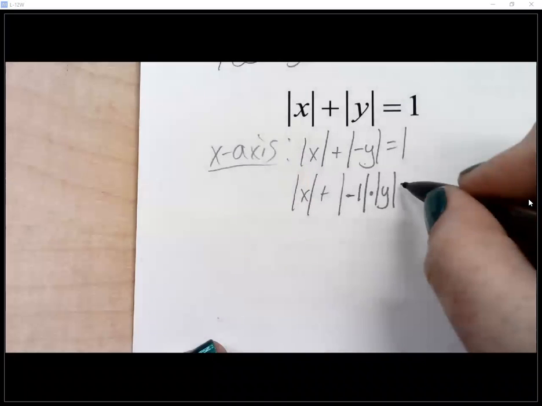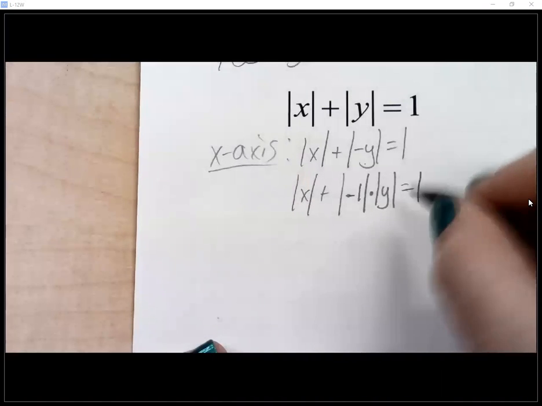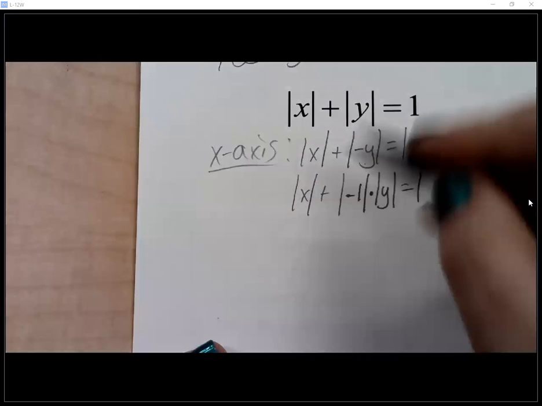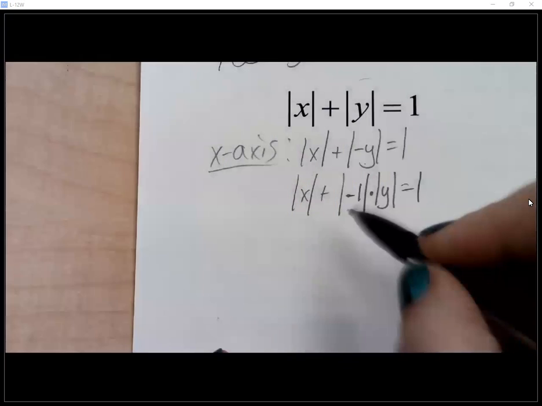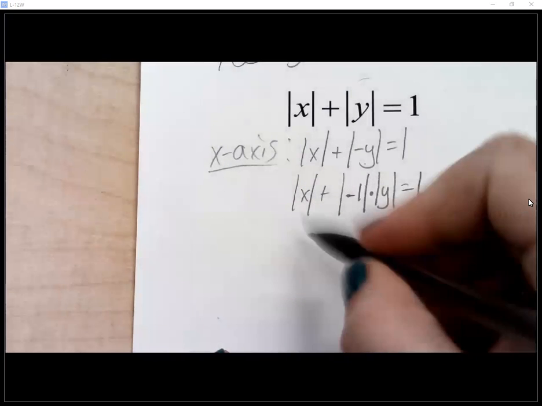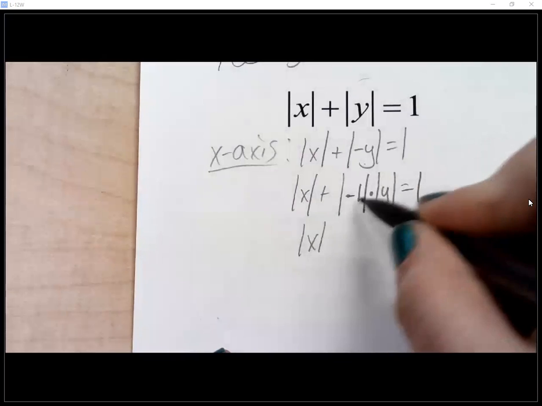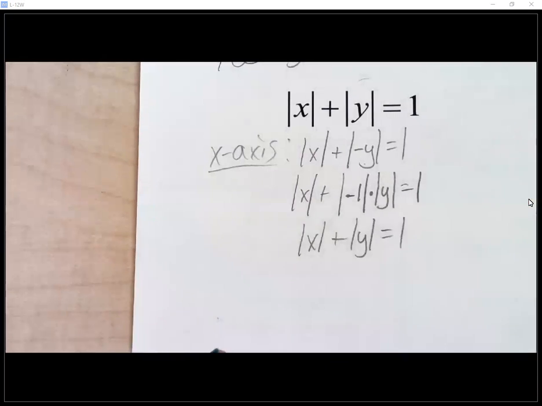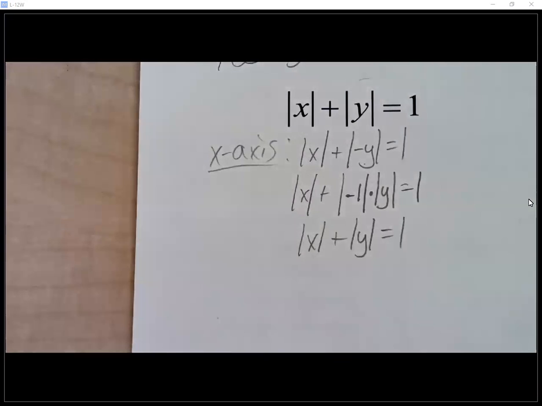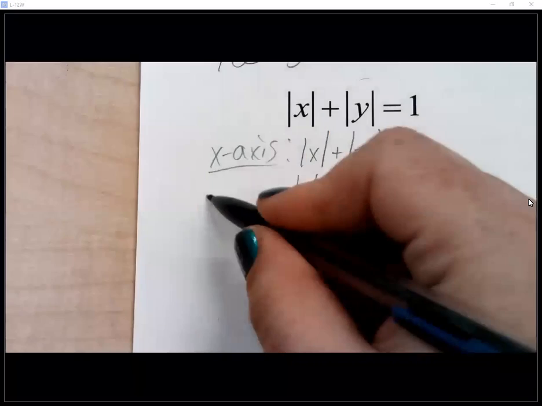I know you're thinking, why don't you just write y? Because my original had absolute value y, so if I just write y, I can't invent an absolute value. Could you? It's not wrong, but I like this way. The absolute value of 1 or negative 1 is just 1. So now it's gone, and I have it right back to the original. Yes, I do have x-axis symmetry.